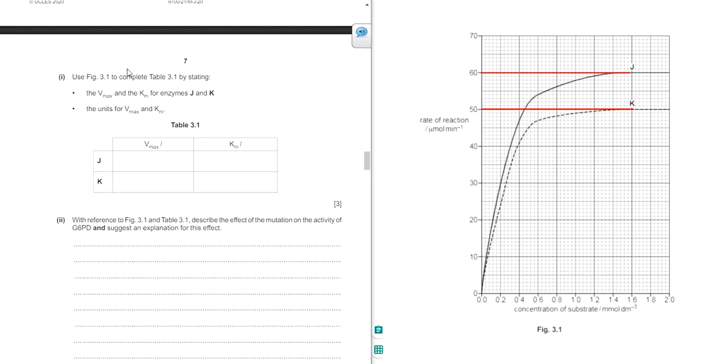Obviously, the unit should be clear as well. The unit of Vmax is micromole per minute. And we have 60 and 50.